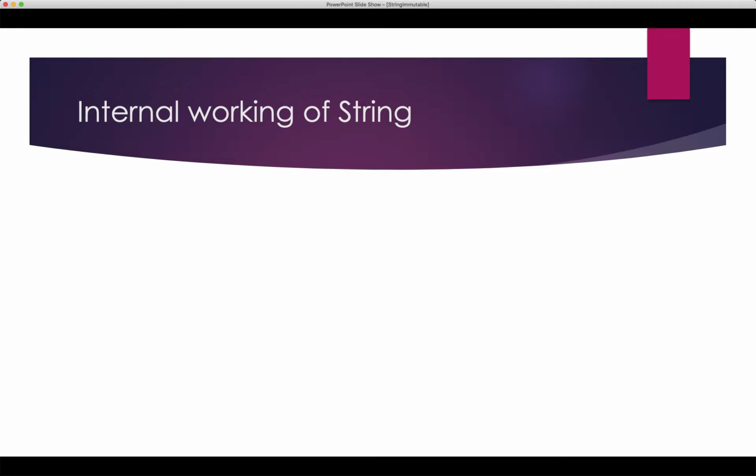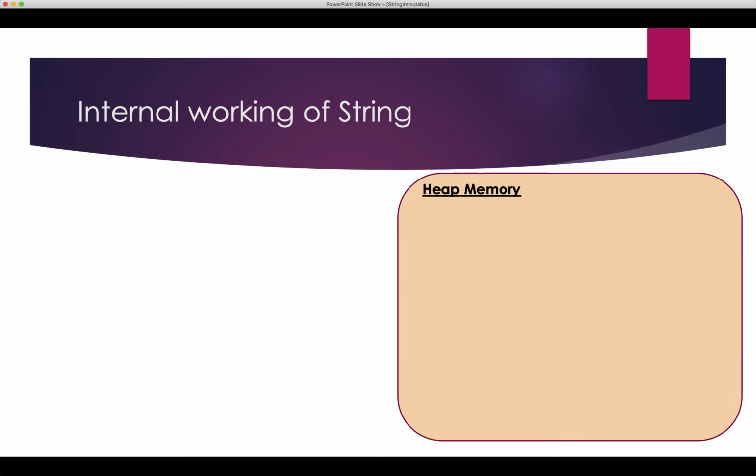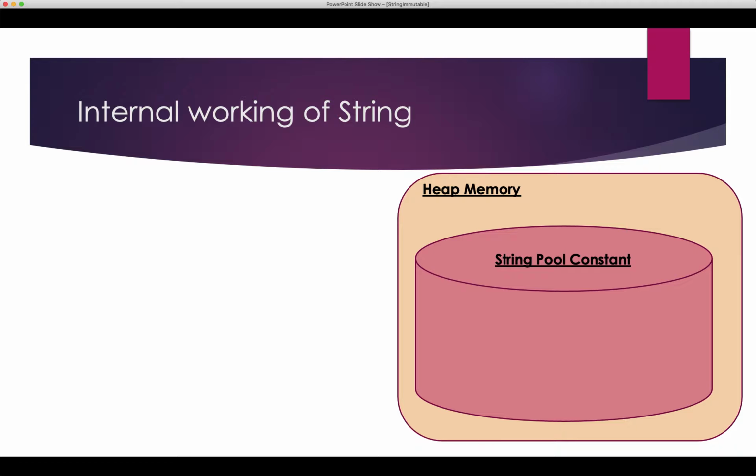In order to understand why this class is made immutable, I want you to understand the internal working. What happens when we create a string in Java or in our program? Let's say we have one heap memory, guys, and in this heap memory we have one more section of memory that we call the string pool constant. As I'm saying string pool, it will have some strings in it, because we are naming it a string pool of strings.